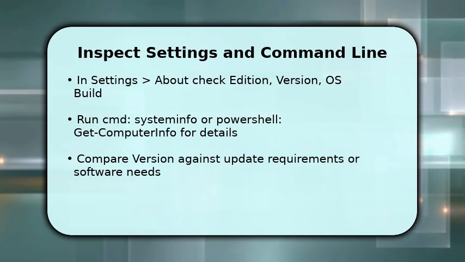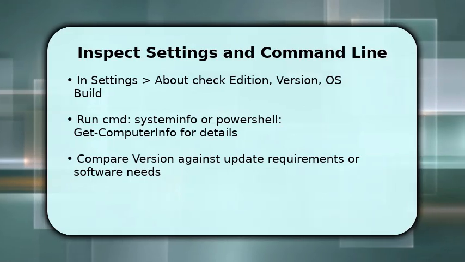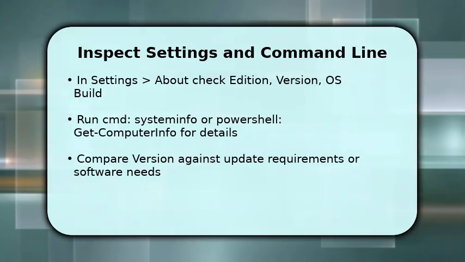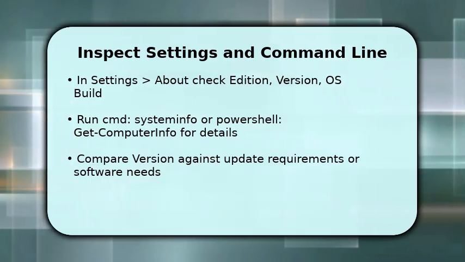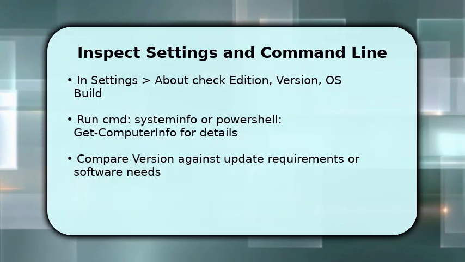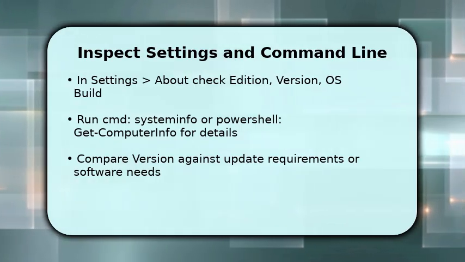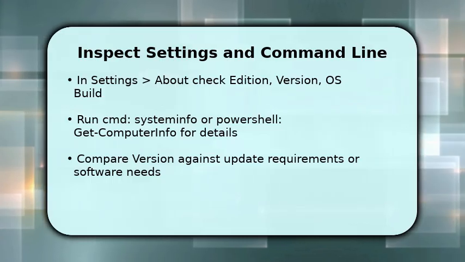Next, dig a bit deeper to get precise version metadata. Open Settings, System, About and read Edition, Version, and OS Build. These tell you the major release and cumulative update level. If you need more fields, open Command Prompt and run systeminfo or PowerShell and run Get-ComputerInfo to list detailed entries like install date and OS architecture.